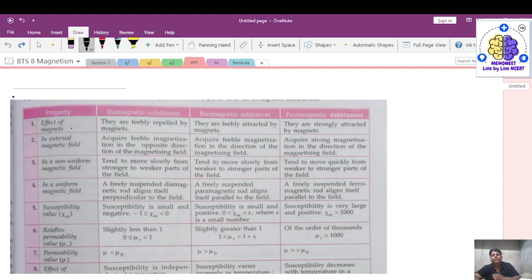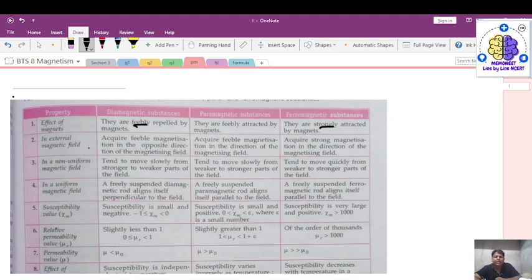That is, when diamagnetic, paramagnetic, or ferromagnetic substances are brought close to a magnet, the diamagnetic substances are feebly repelled by the magnet. Feebly means to a very small extent. Paramagnetic substances are feebly attracted by the magnets. Coming to ferromagnetic substances, they are strongly attracted by the magnets.